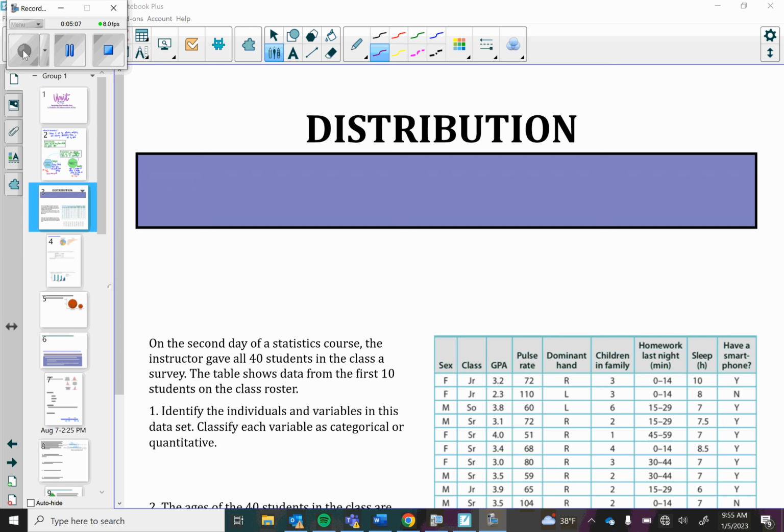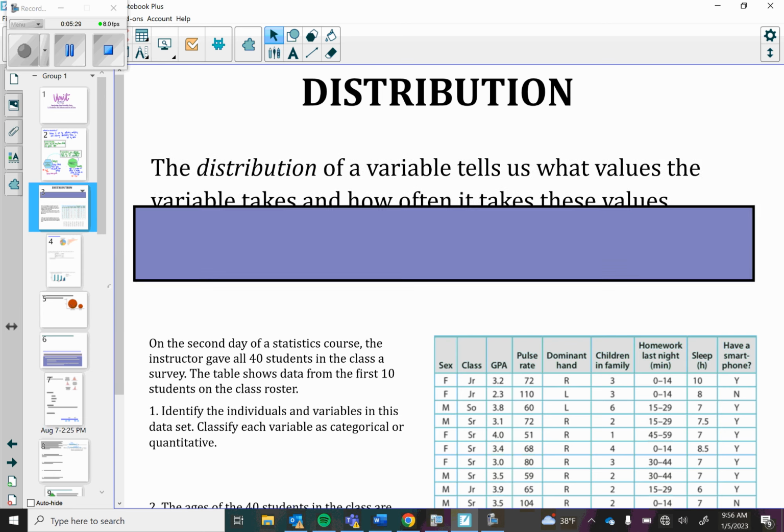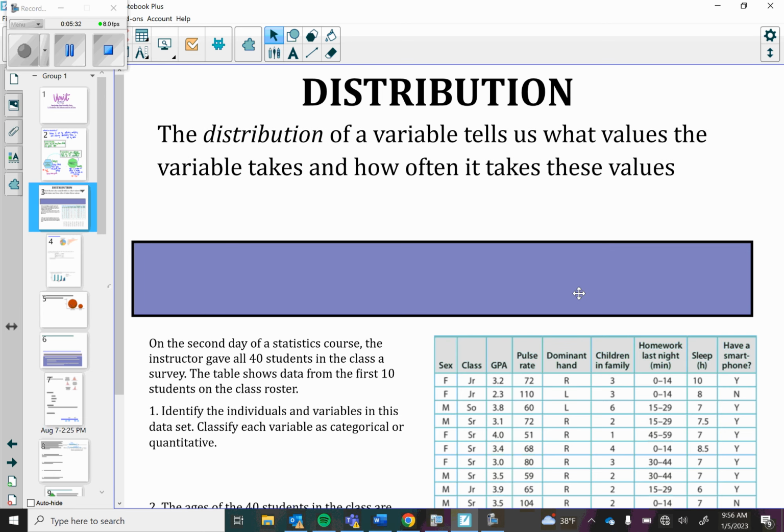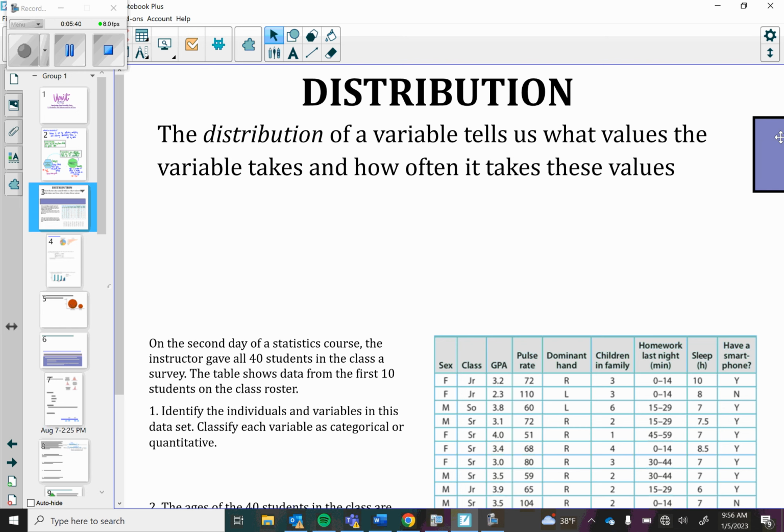The next thing we're going to talk about is this definition of a distribution. If you think about the word, again, in our everyday language, you might think about to distribute pieces of paper, right? When I hand out something in class, I'm distributing it to people. We've kind of got a similar thing for statistics. A distribution of a variable tells us what values a variable takes and how often it takes these values. So a distribution is looking at the variable we have and the number of times that variable occurs.